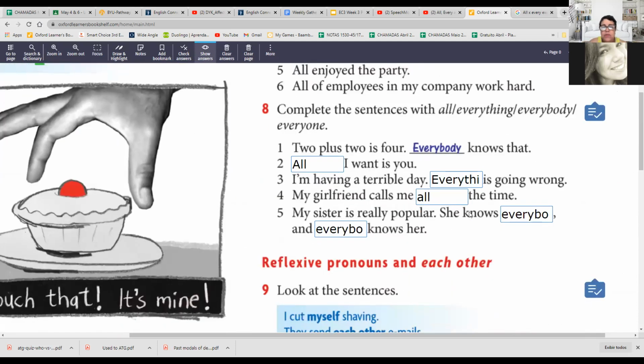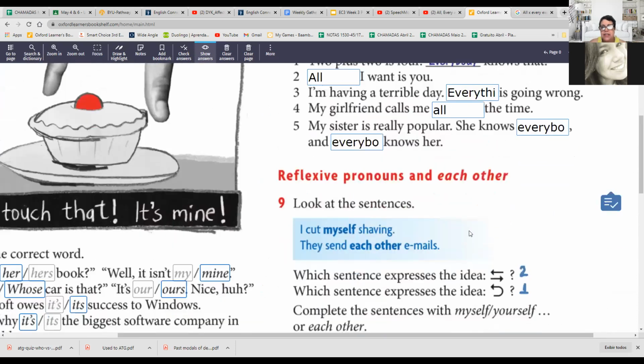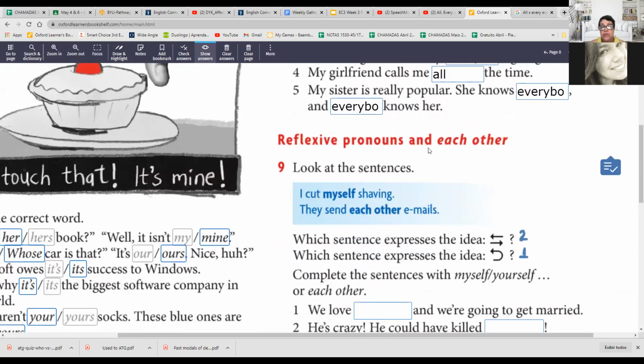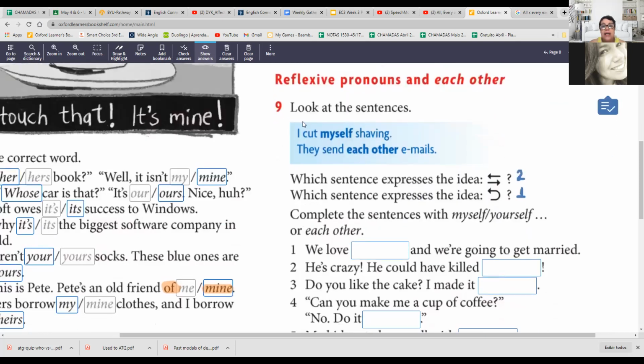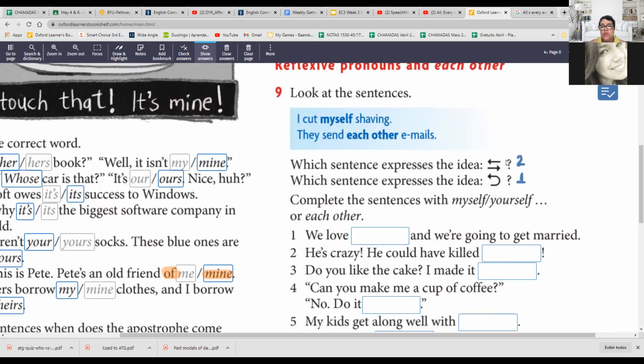Okay, so now let's take a look at some reflexive pronouns and also each other, okay? How do we use them? First, I cut myself shaving. They send each other emails. So how to use these things? First of all, which sentence, Larissa, expresses the idea? And which sentence expresses this idea here?